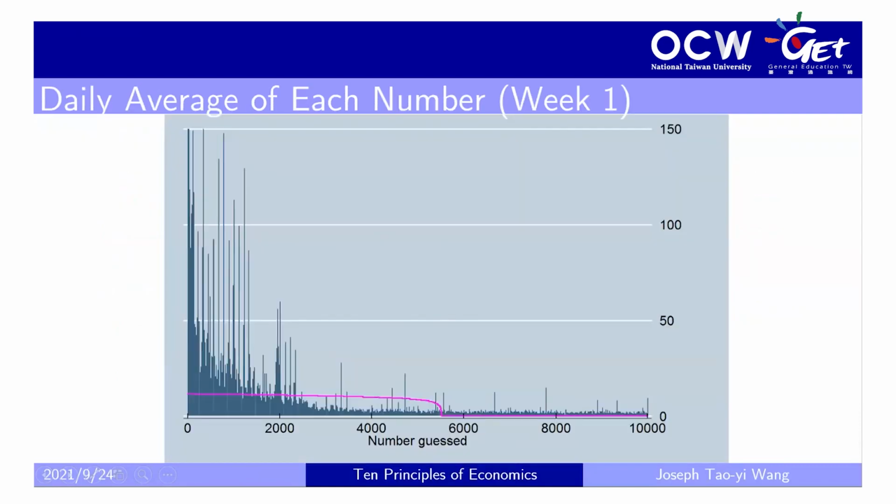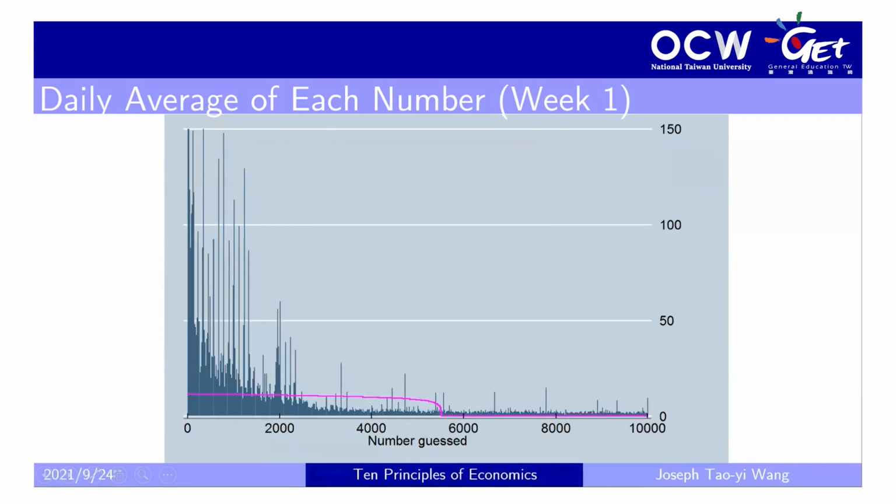We actually collected 7 weeks of data. They played 1 game every day. They have some weekly cycles, but we're aggregating each week. This is week 1. The pink line is what the equilibrium predicts, and you see that it's completely off. The small numbers are chosen too much. The high numbers above 5518 should not be chosen, but there are a lot of people choosing them. And then there's a gap between 2000 and 5518 where it's not chosen enough.